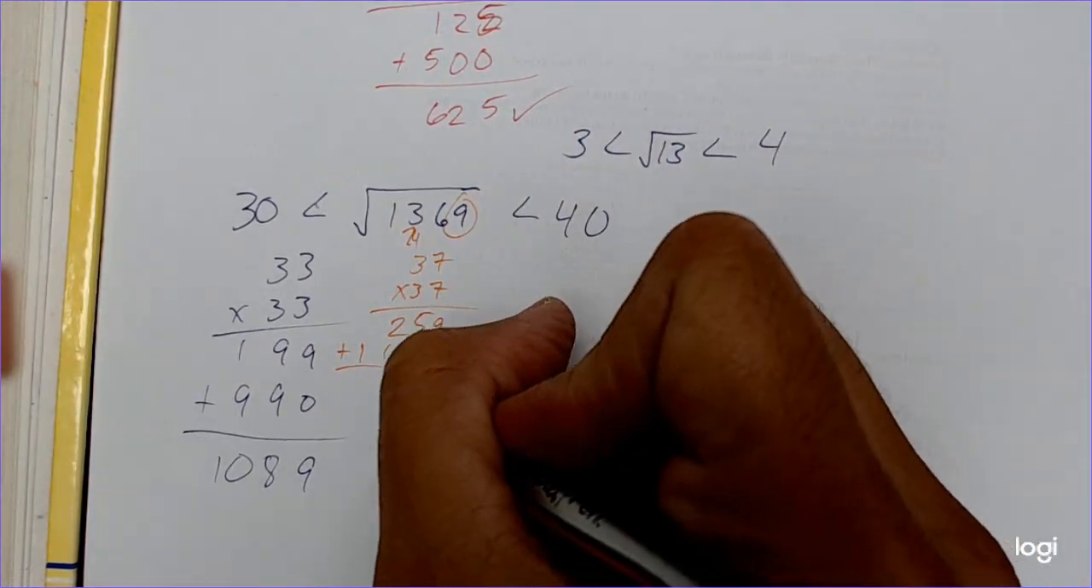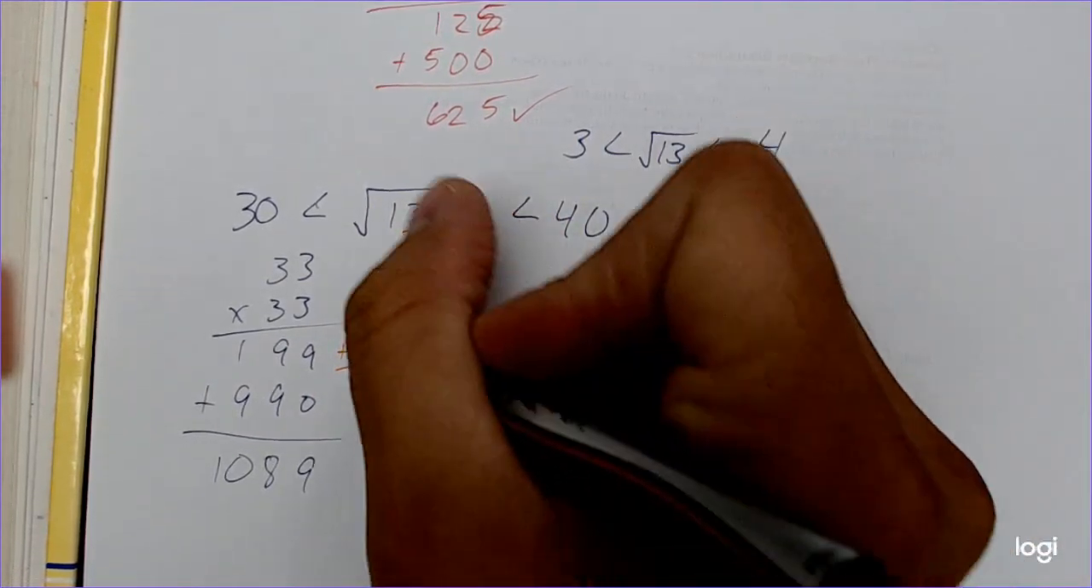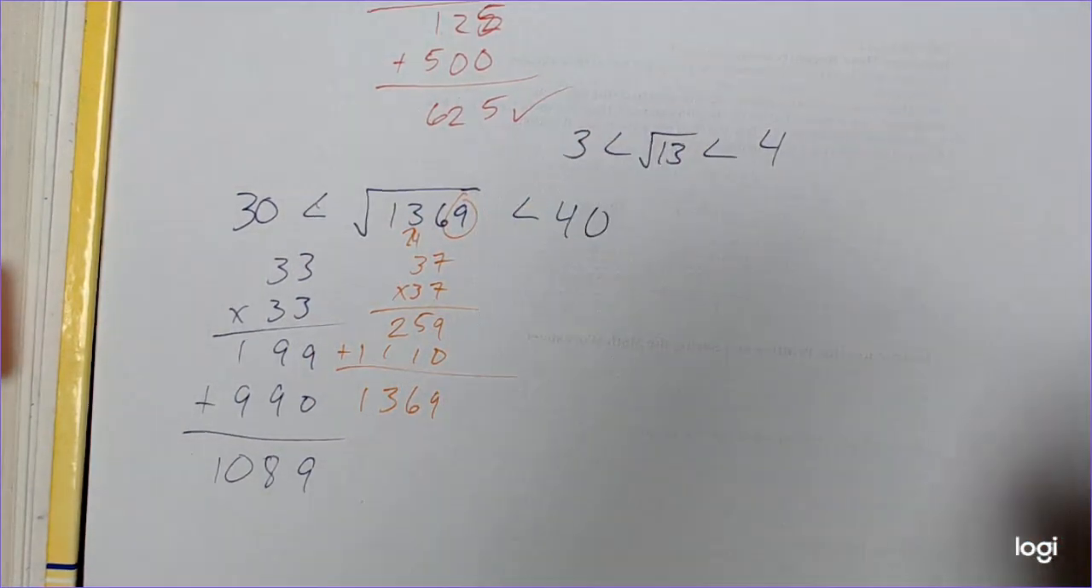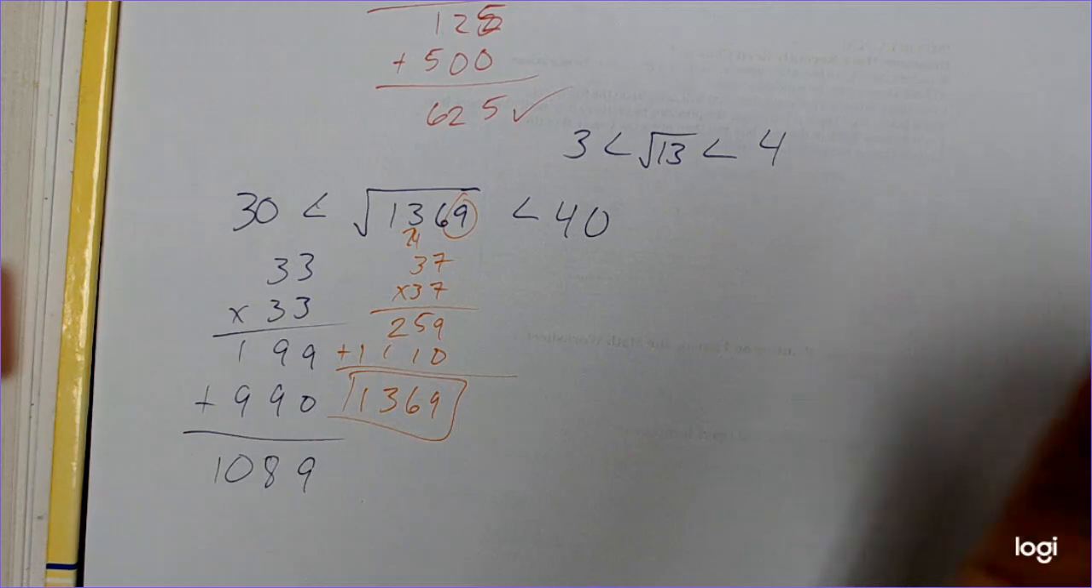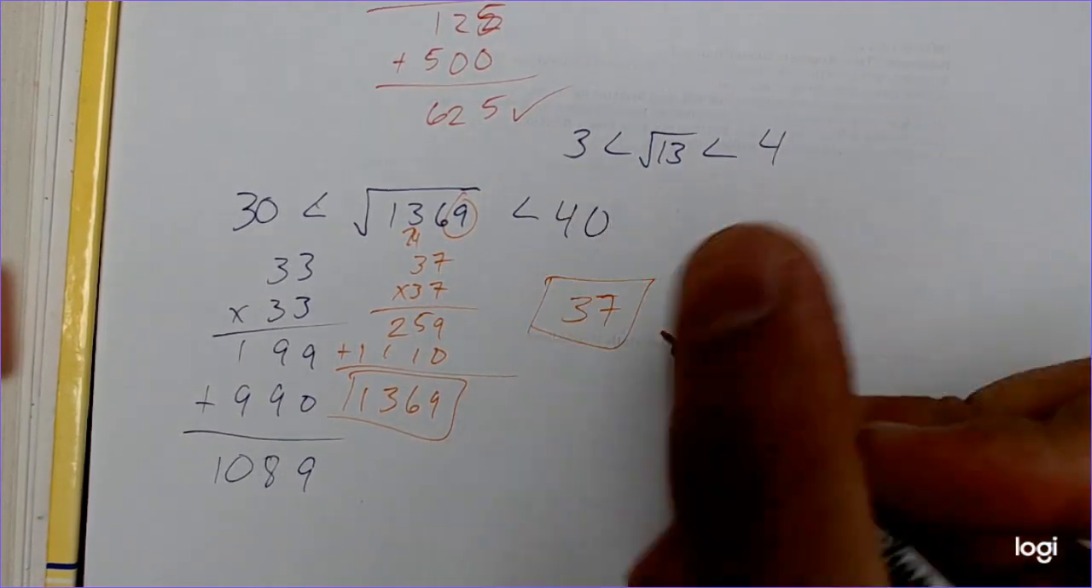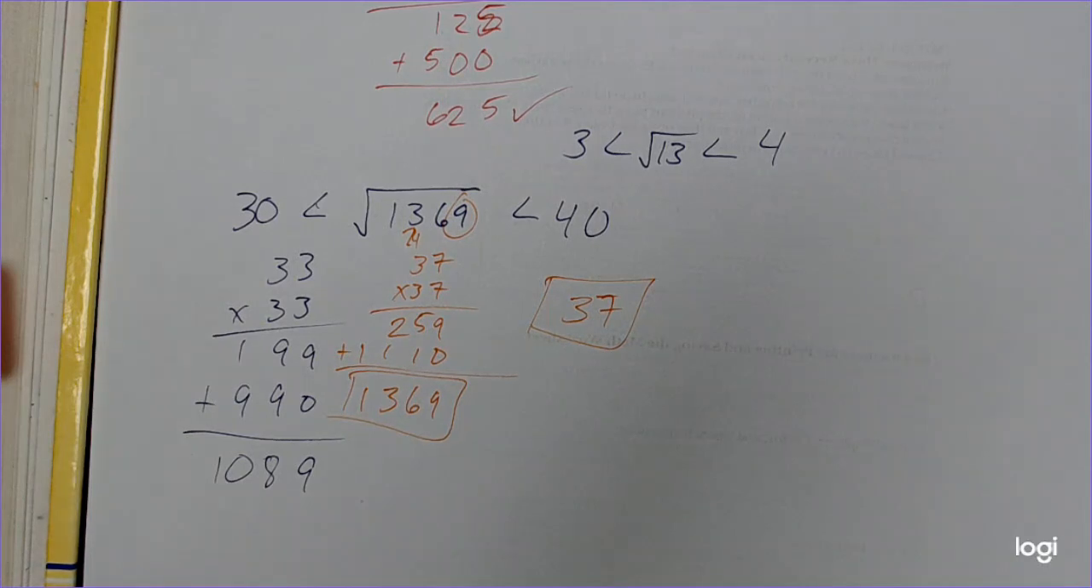Add, 9 and 0 is 9, 5 and 1 is 6, 2 and 1 is 3, 1 is 1, 1,369. We got it. So the actual answer is going to be 37, right? So that's how we can estimate square roots that are greater than 100.